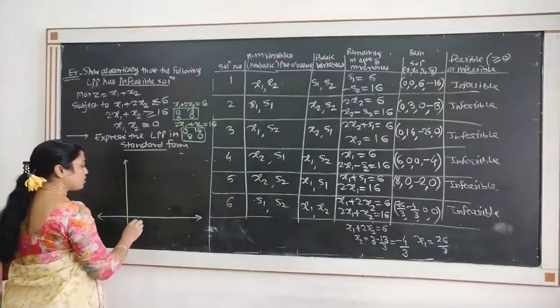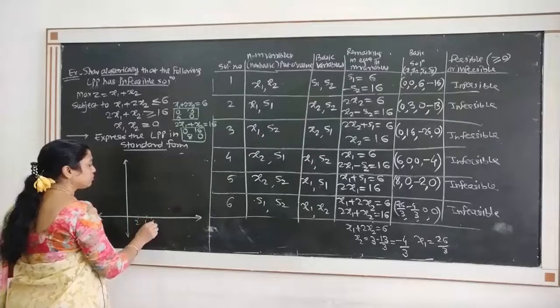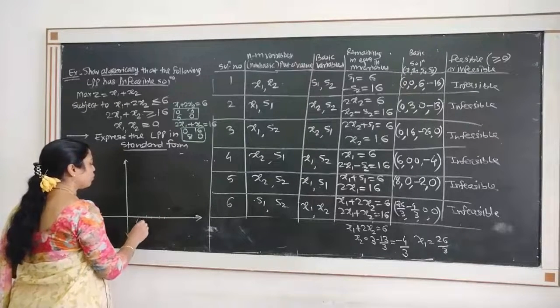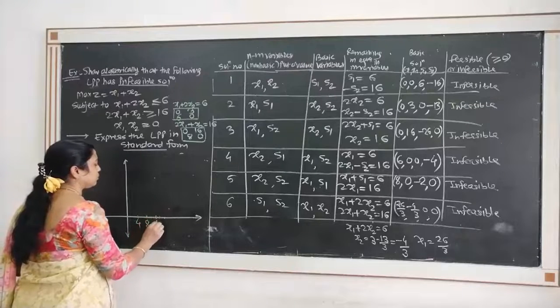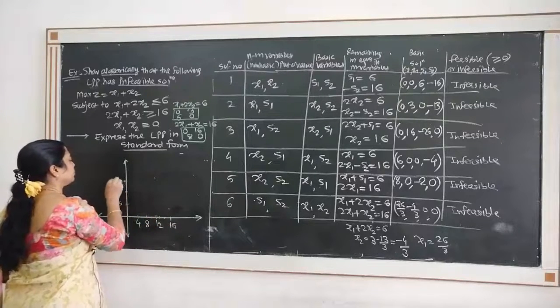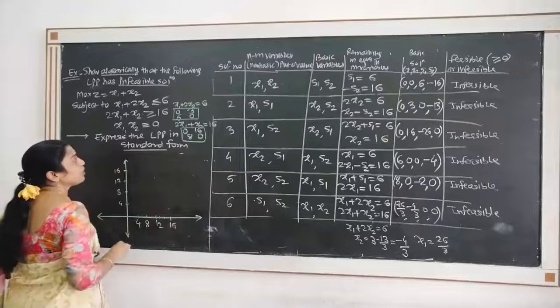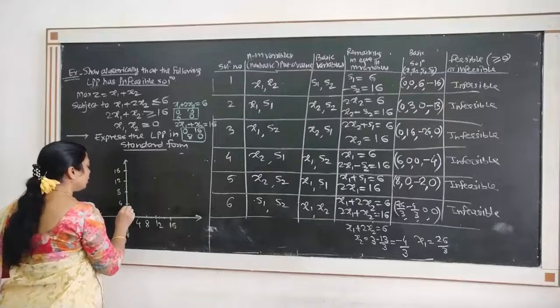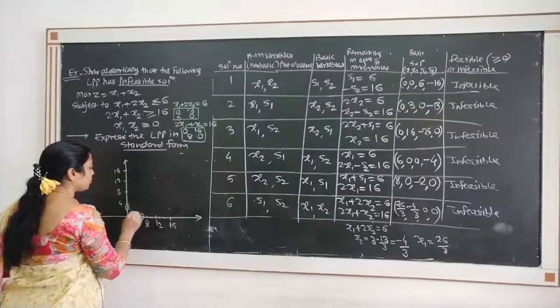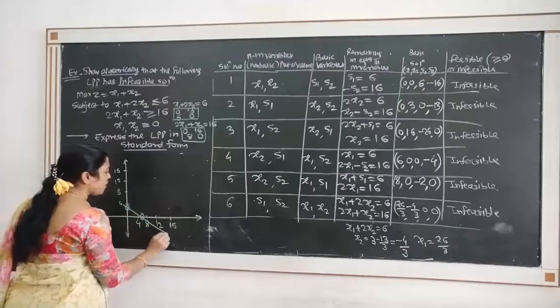You have to go up to 16. So I will take the scale, and I will take a simple scale. Suppose 4. Now see, the first point is 0, 3 and 6, 0. This is the first line AB.